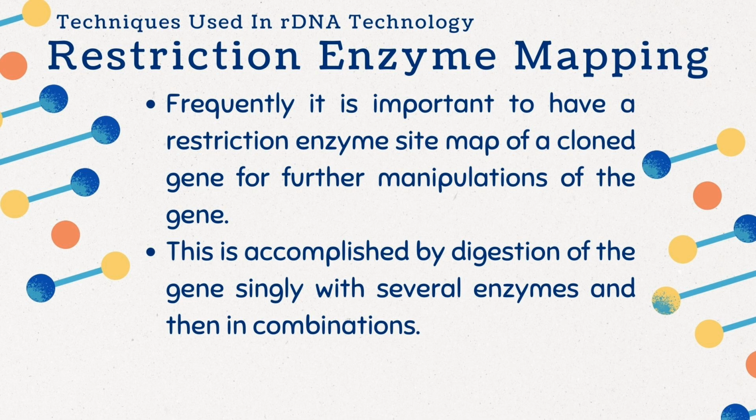So frequently it is important to have a restriction enzyme site map of a cloned gene for further manipulations of the gene. So this is accomplished by digestions of a gene singly with several enzymes and then in combination. So dito, yung mga scientists, gusto nilang manipulate yung cloned gene. So it is helpful for them to have a map of the restriction enzyme sites on that gene. So this is done by breaking down the gene using different enzymes both individually and in combinations, no?